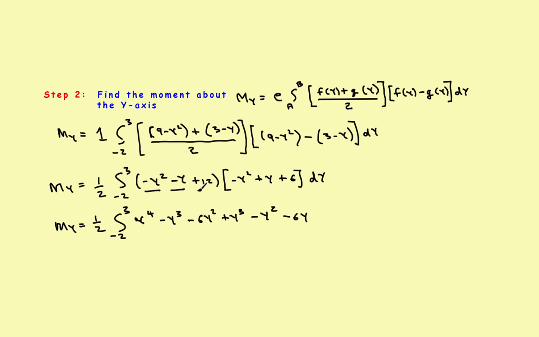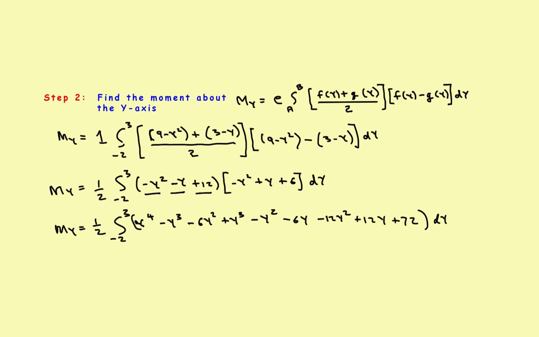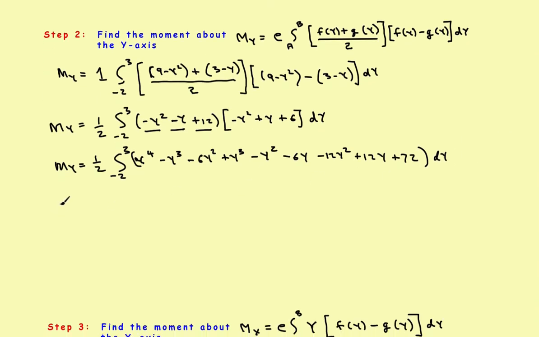And finally, now multiply this third one times all 3. So this times this would be minus 12y squared. This times this would be plus 12y. And finally, this times this would be plus 72. And this entire thing integrated with respect to y. So let's go down a little further. So the moment about the y-axis would be equal to 1/2.